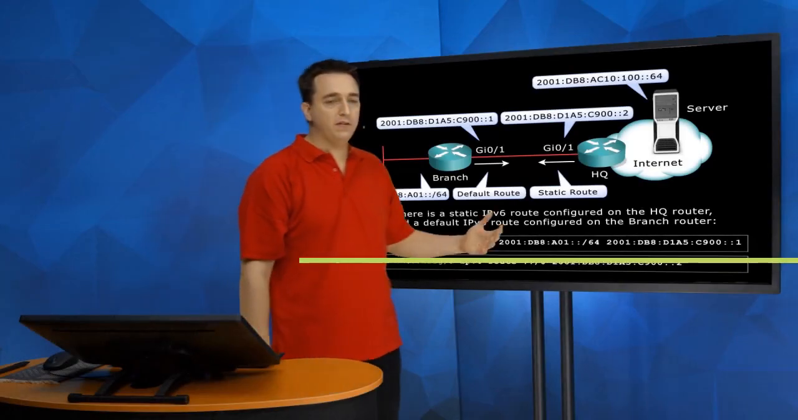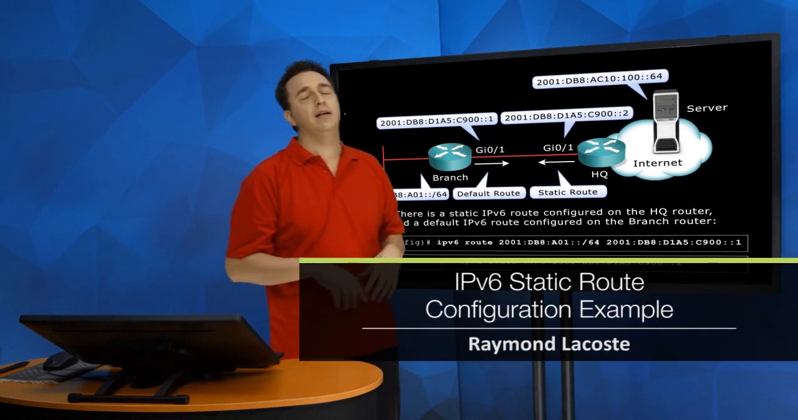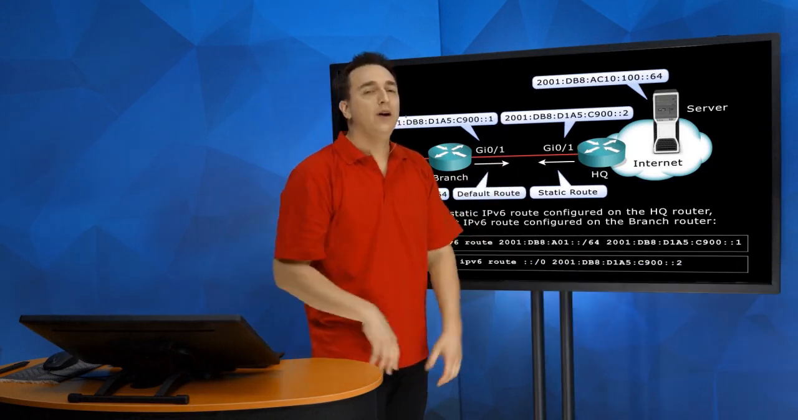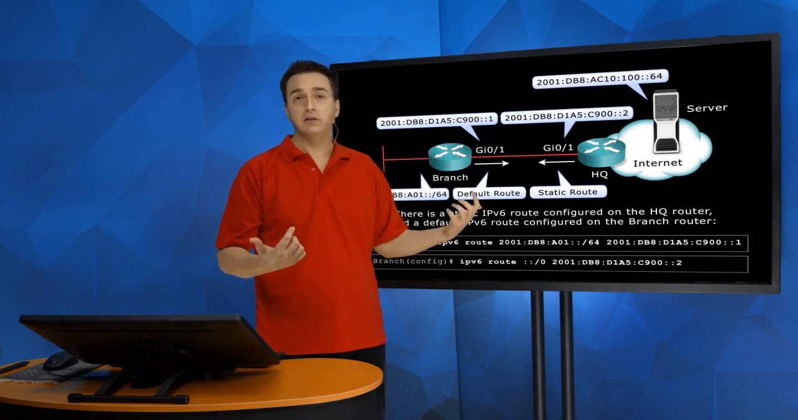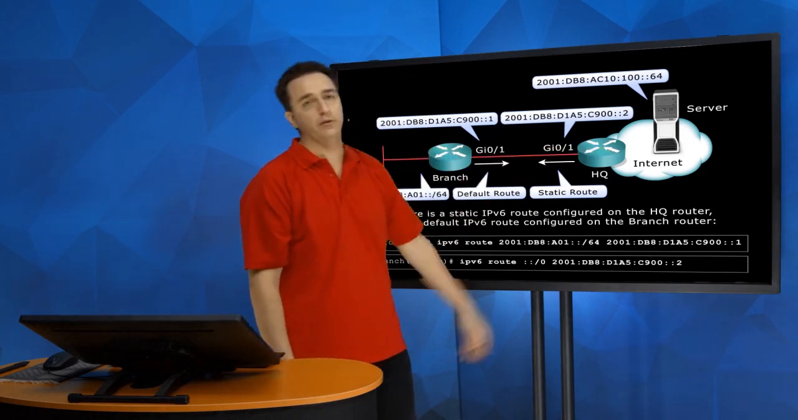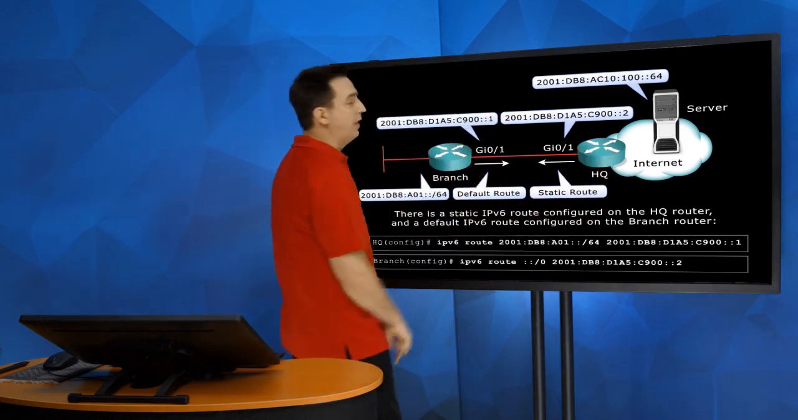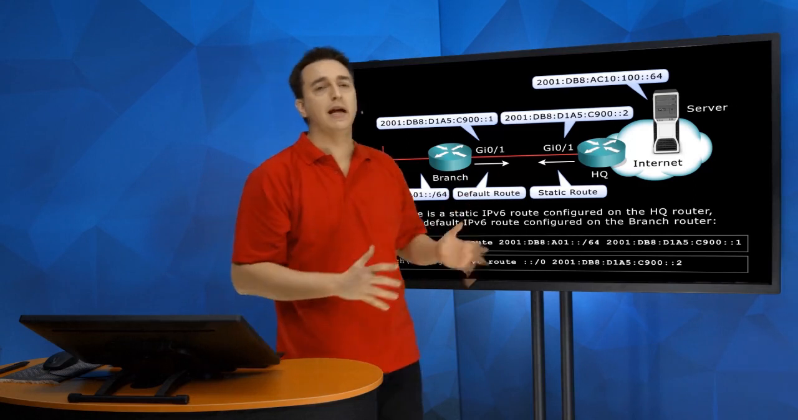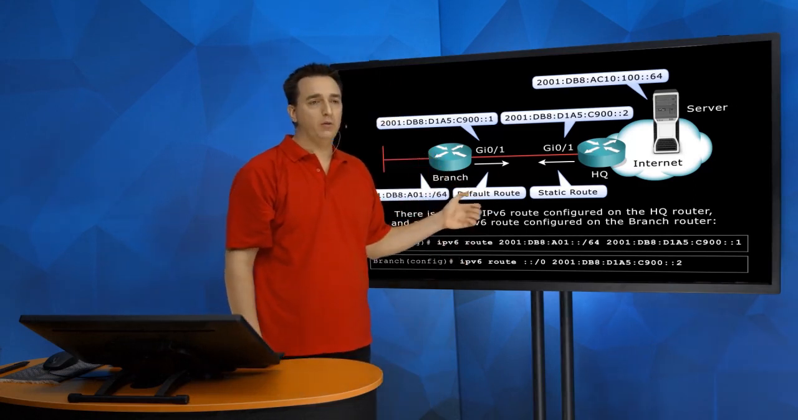So just like with IPv4, static routing is unidirectional, which means that if we want bidirectional communication, we need to create two different static routes. So in this case, when I set up a static route on branch, it's unidirectional. When I set up a static route on HQ, it is unidirectional, that way creating bidirectional connectivity in the end. So if I only configure it one way, it's not going to completely work for us.